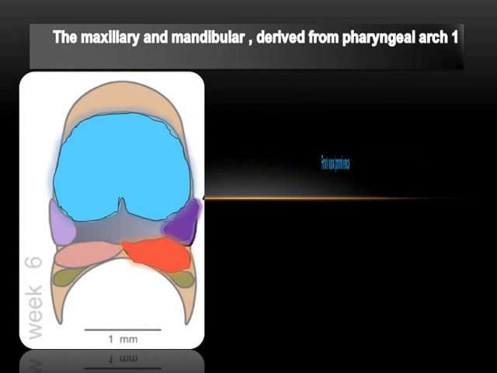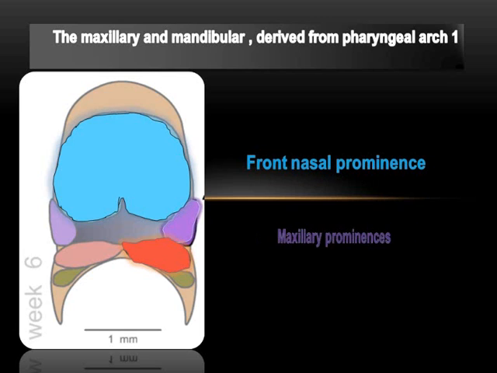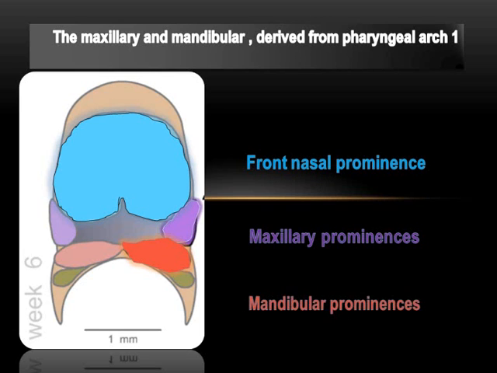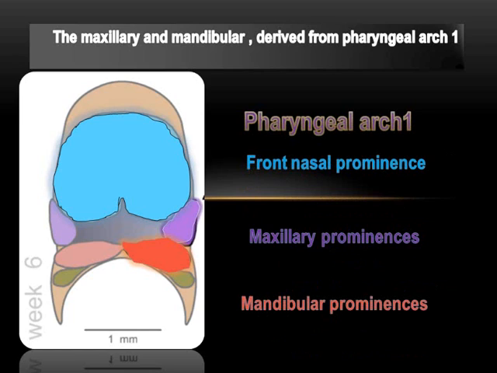The maxillary and mandibular prominences are derived from pharyngeal arch 1. This is the frontonasal prominence drawn in light blue, and this is the maxillary prominence drawn in purple, and this is the mandibular prominence drawn in red.